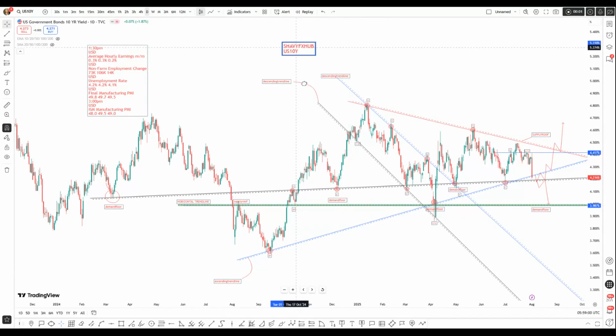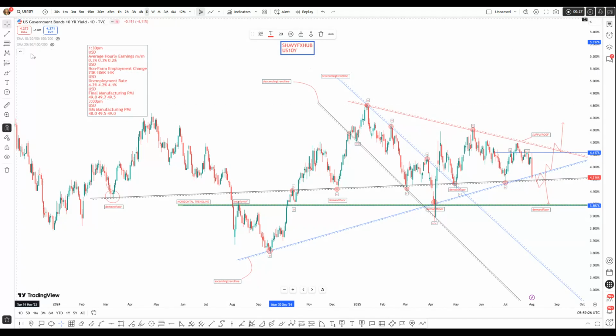US 10Y. The 10-year Treasury yield reflects the return investors demand for lending to the US government over a decade. That is why you have it as a US 10Y. It's the return you expect on your investment for lending money to the US government for 10 years. So we have US 30, US 2Y, and US 10Y.